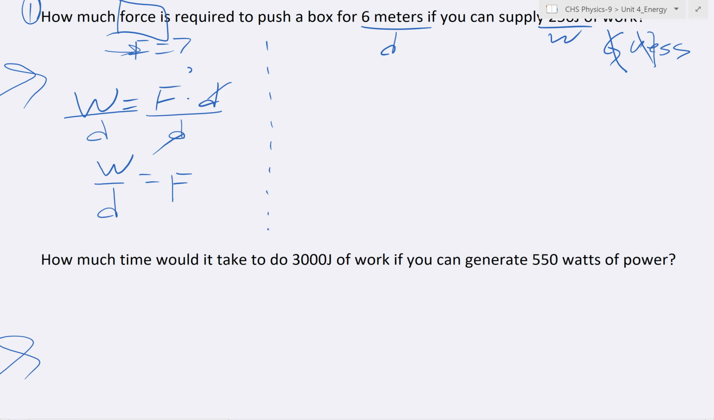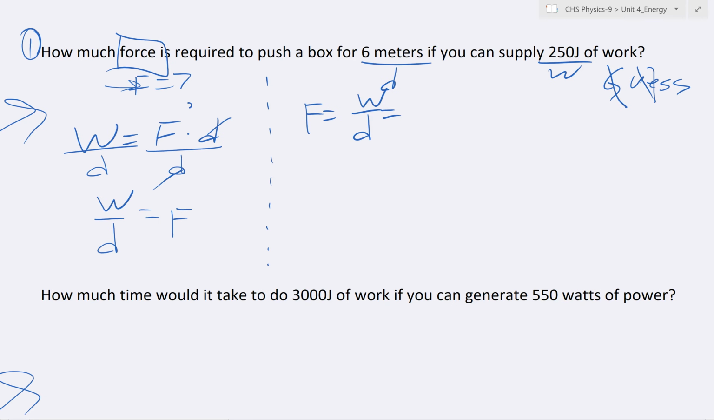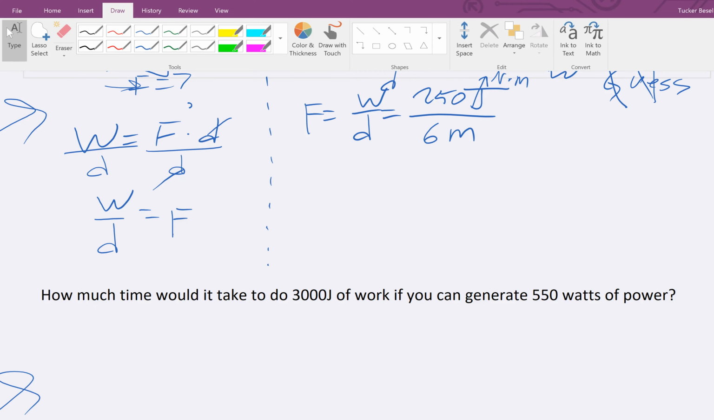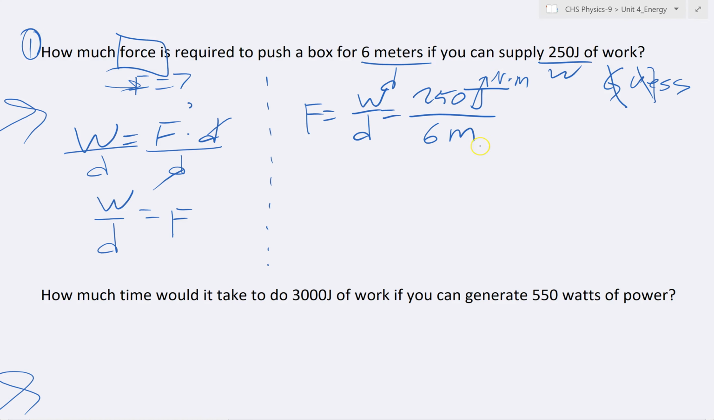Excuse the bell. Alright, so I've got F equals W, or my work, over the distance. Now I just have to substitute in. I've got my 250 joules divided by my distance, which is 6 meters. To double check our units here, remember that a joule is a newton times a meter. That means the meters cross out, and I'm left with newtons. And force is measured in newtons, so that means we set up our problem correctly.